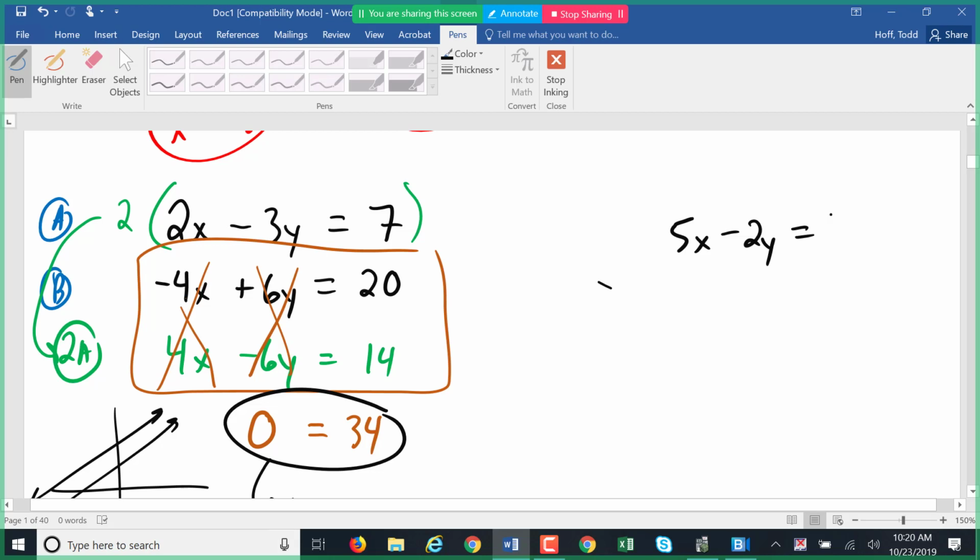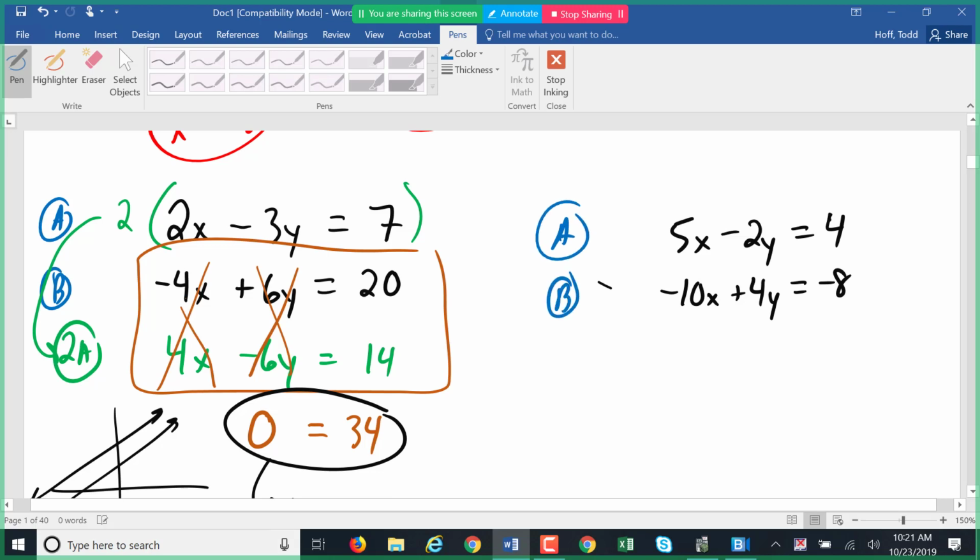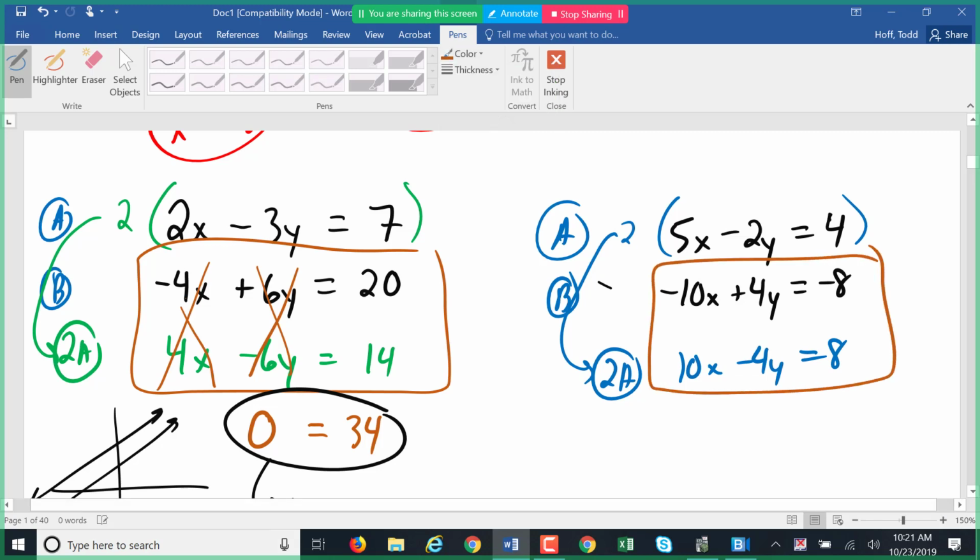5x minus 2y equals 4, or negative 10x plus 4y equals negative 8. Here I notice equations A and B. If I multiply equation A by 2, equation 2A gives me 10x minus 4y equals 8. So now I'm working with equation B and then my 2 times equation A.